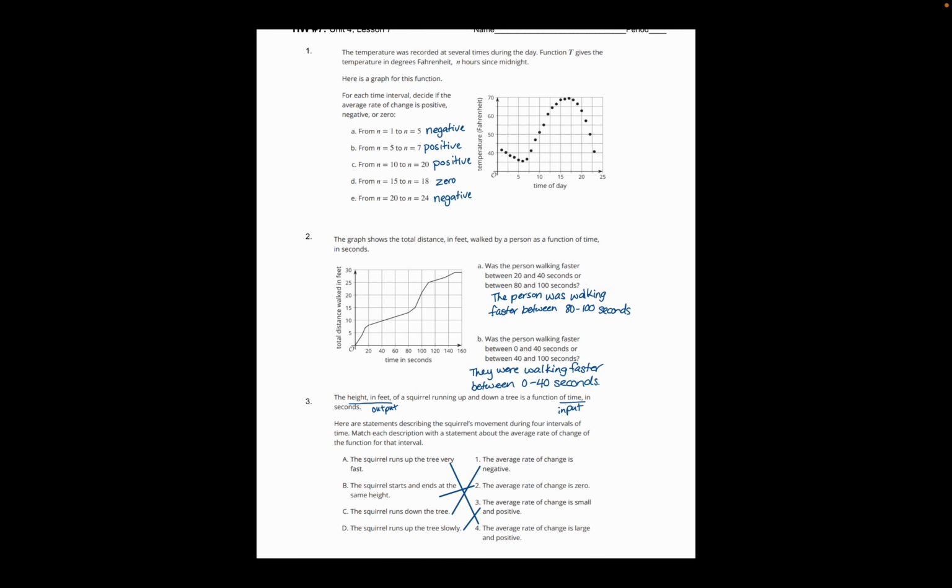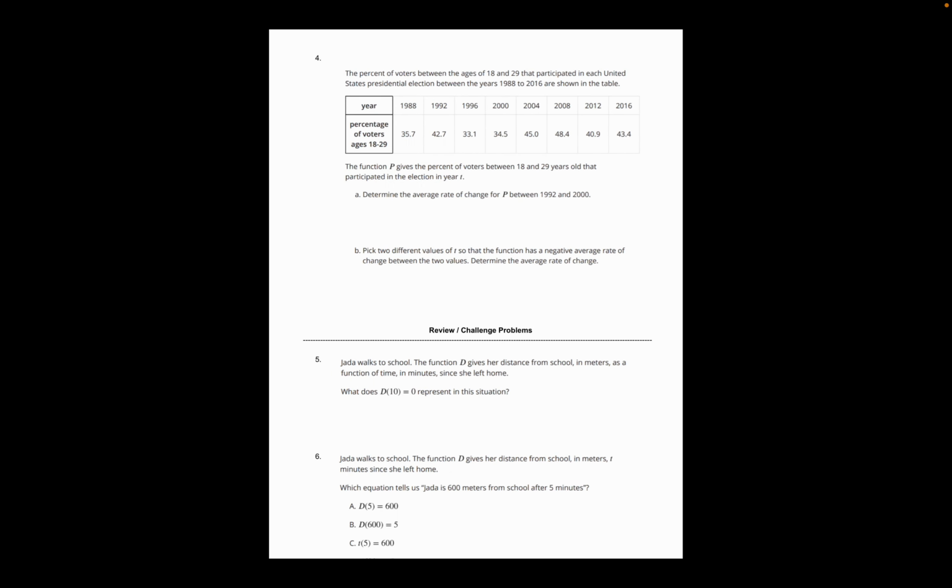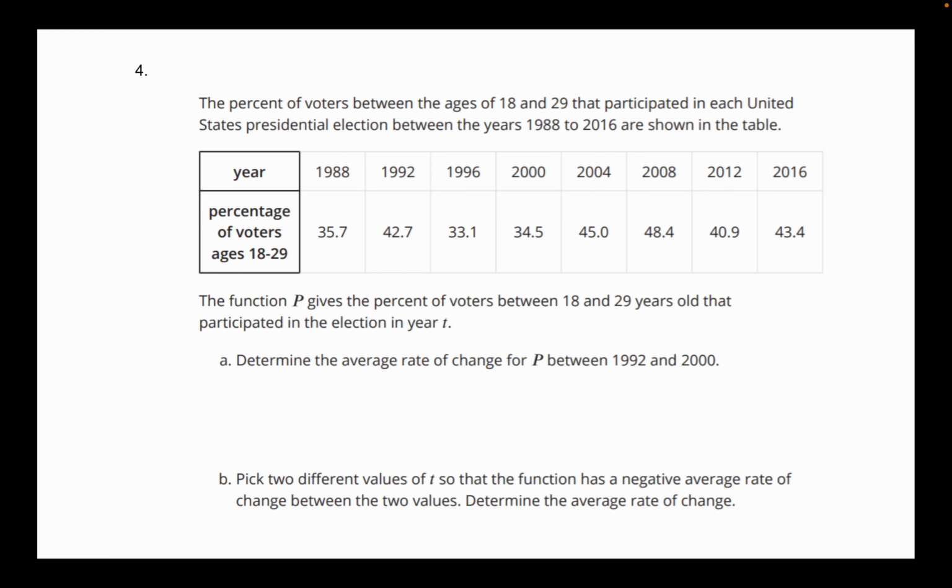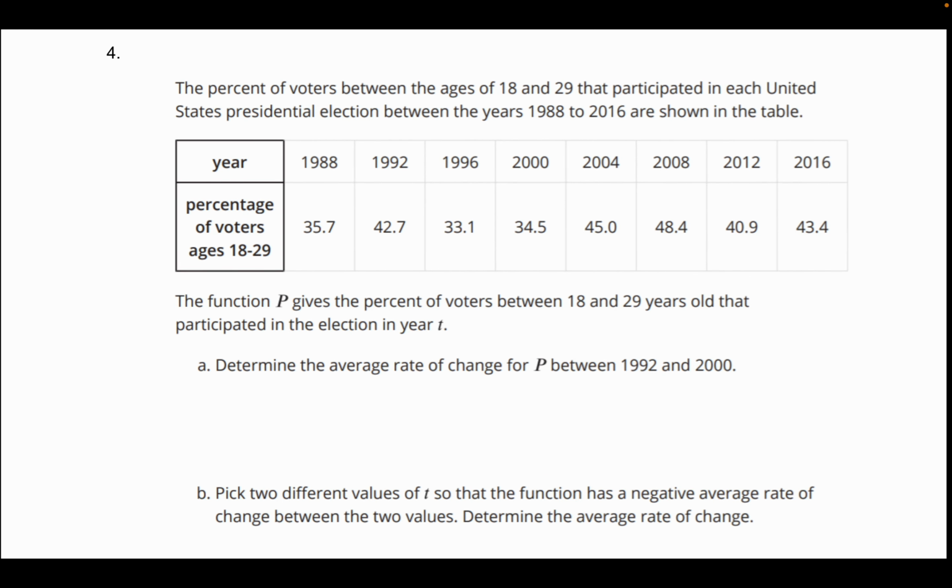So that's it for our first page. Let's look on the next side of this paper. Question 4. The percent of voters between ages 18 and 29 that participated in the United States presidential election between the years 1988 to 2016 are shown in the table. The function P gives the percent of voters 18 to 29 years old that participated in election year T. Determine the average rate of change for P between 1992 and 2000.